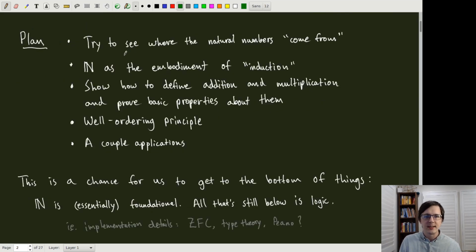So the plan is, let's try to see where the natural numbers come from. Then we'll try to understand the natural numbers as being the embodiment of the concept of induction. Then we'll show how to define addition and multiplication from scratch and prove basic properties about them, using only really basic properties of the natural numbers that we can all believe in. After a bit of that, we'll look at the well-ordering principle, which is another formulation of induction, and it's a very useful thing in some coming lectures. And we'll also talk about a couple of applications.